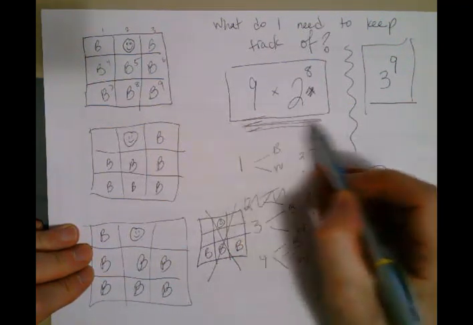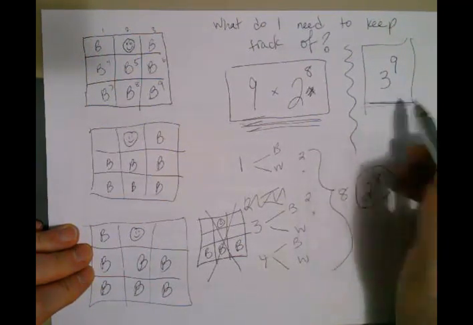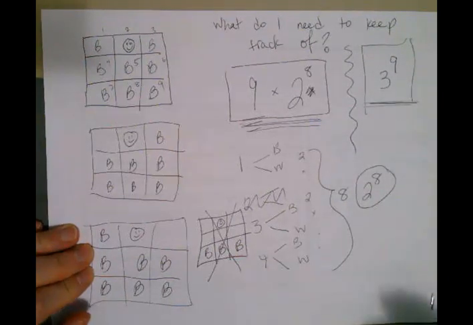And so as long as you explain to me how you came up with the 9 times 2 to the 8th, I'm pretty happy. And similarly, as long as you explain to me how you came up with that 3 to the 9th, I'm also pretty happy.